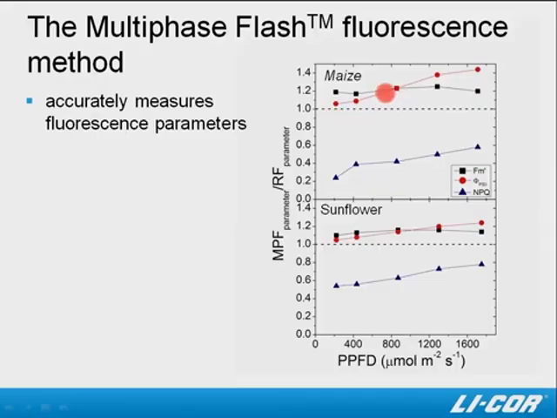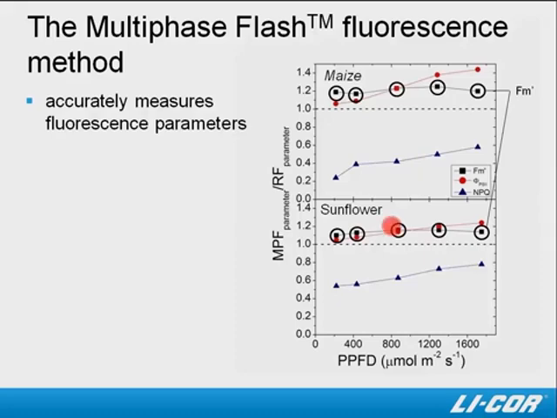And what you can see is that in both maize and sunflower, as a function of increasing background light intensity, the multiphase flash derived estimates of FM prime were invariably higher than their rectangular flash counterparts.